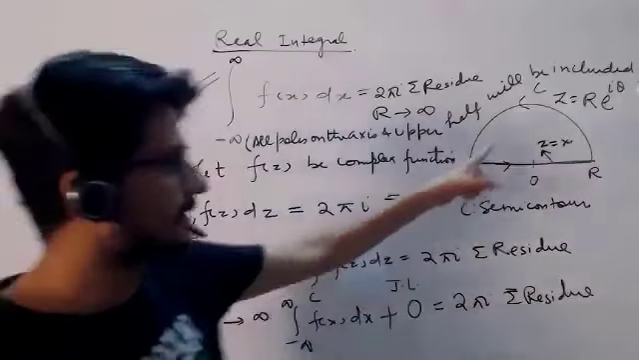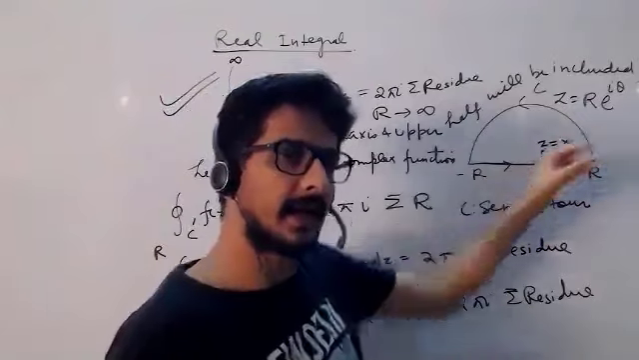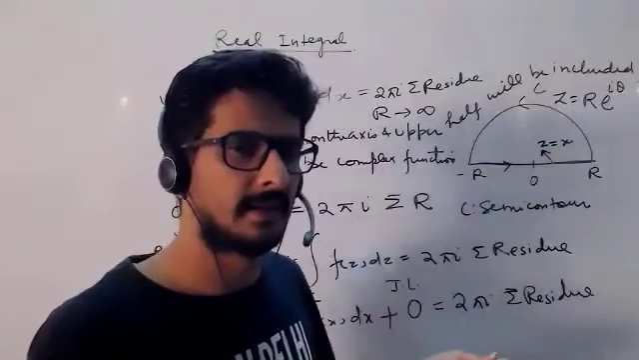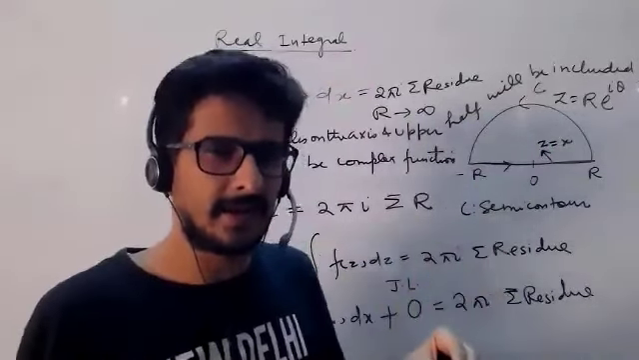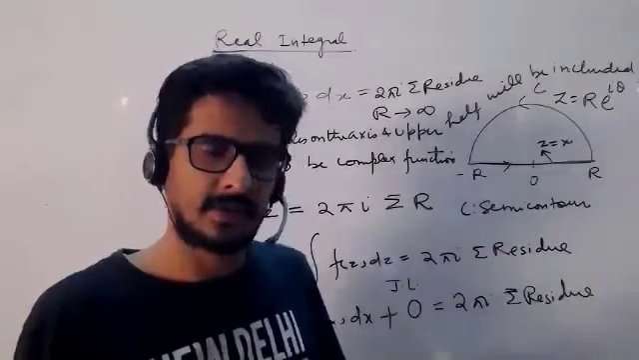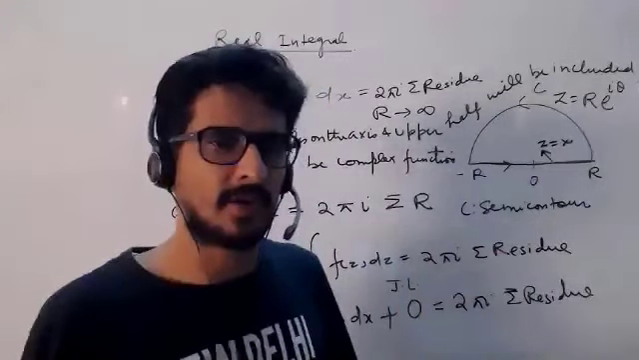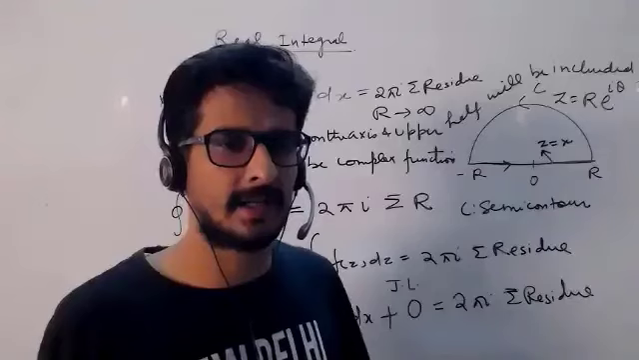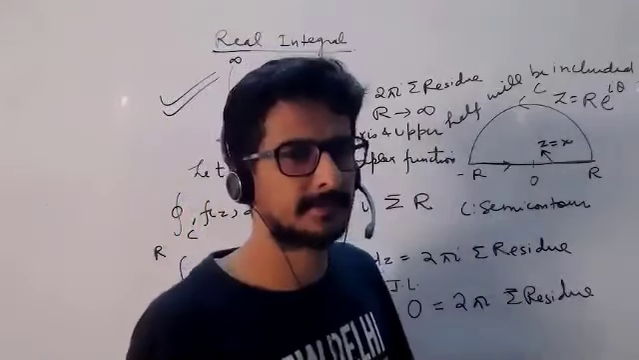You have to put z equal to R e to the power i theta and then calculate the limit. But if 4 options are given, that means it has already gone to 0. Otherwise, we will not be able to calculate the integral.